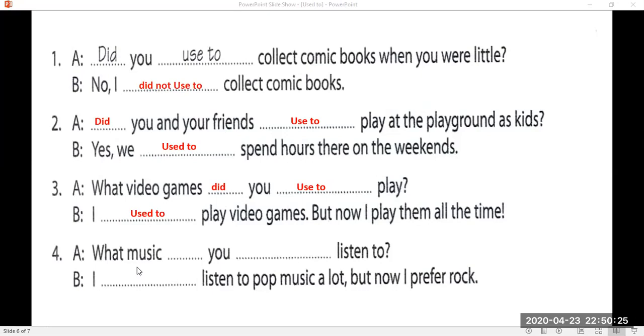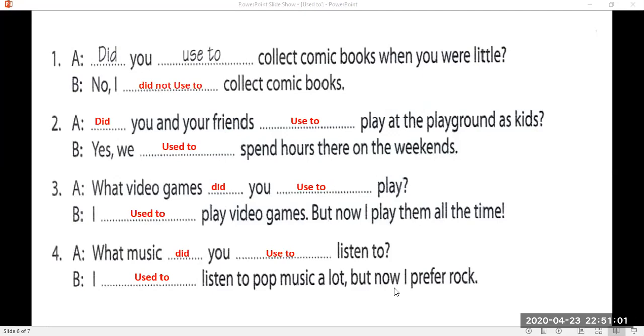The fourth one, what music you listen to? I listen to pop music a lot, but now I prefer rock. So what music did you use to listen to? And the answer is going to be, I used to listen to pop music a lot, but now I prefer rock.